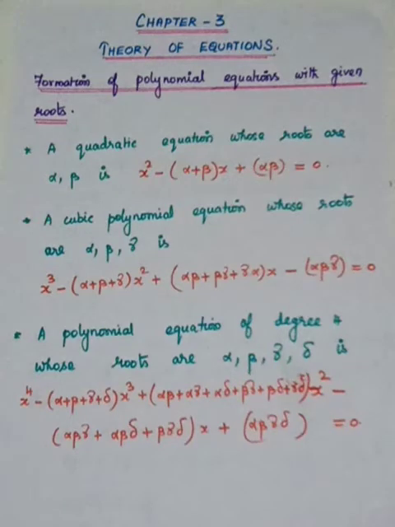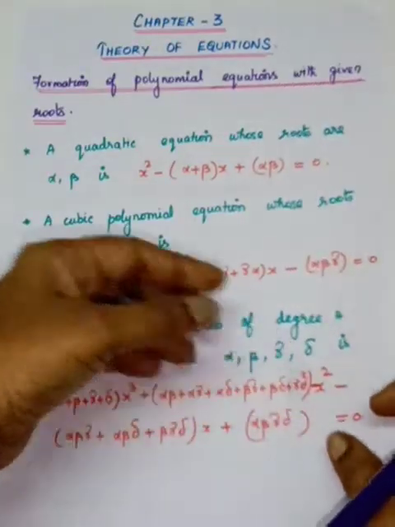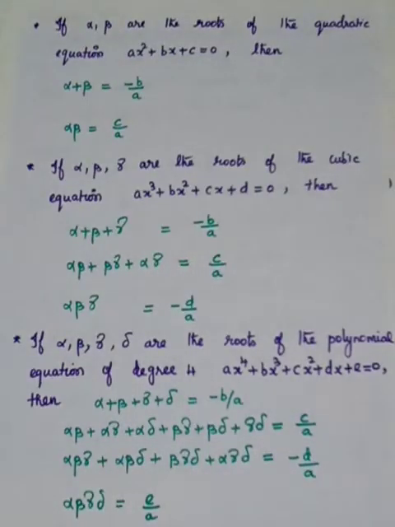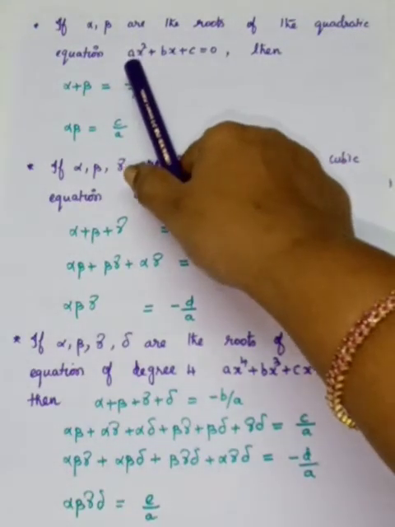So in this way you can write any polynomial equation if the roots are given to you. Okay, you see now, if alpha, beta are the roots of the quadratic equation, what is here?